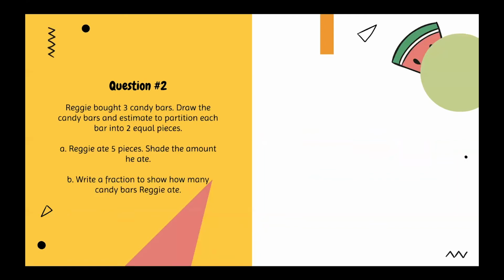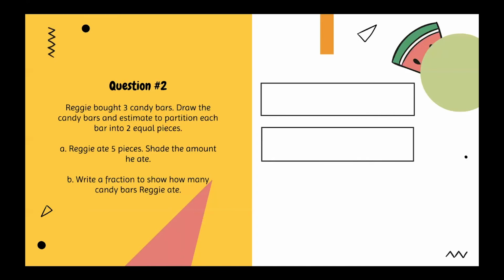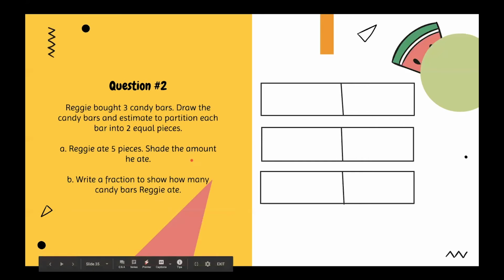So it does say draw the candy bars and estimate the partition into 2 equal pieces. So here's my 3 candy bars. And so 2 equal pieces, I'm going to go ahead and just draw a line right in the middle. Okay? So now Reggie ate 5 pieces. Shade the amount he ate. I'm going to give you 1 minute to figure out A and B. So you're going to first shade in 5 pieces and then try to find the fraction to show how many candy bars Reggie ate. Go ahead.